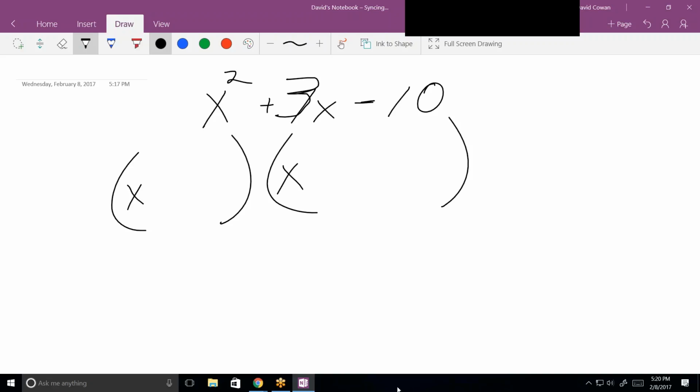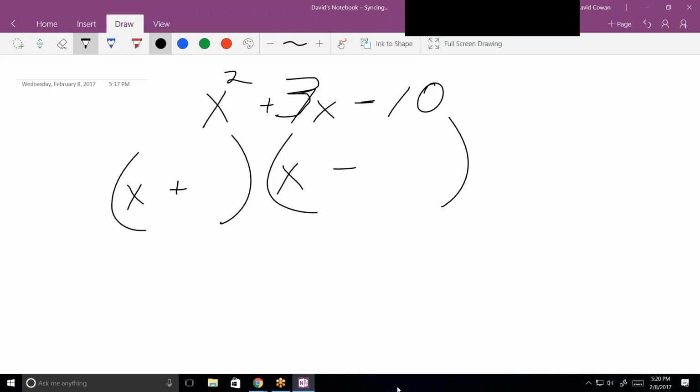Oh. Remember how you get that term. That's the last step of FOIL. In other words, you get this number by multiplying the two last numbers together. So the only way you can possibly get a negative is if both signs are opposite. So it's either plus minus or minus plus. And it turns out that it doesn't matter which I do. So I'll go with plus minus.